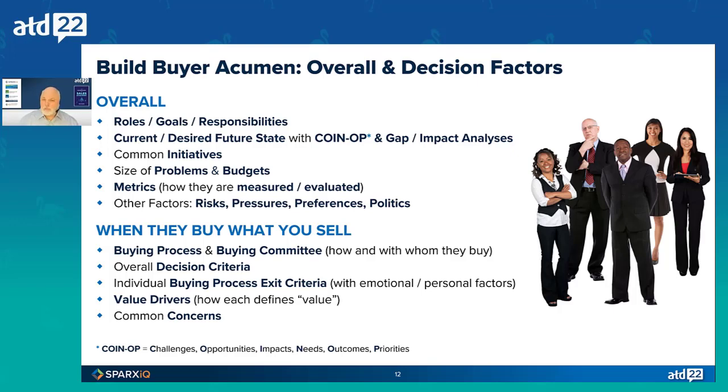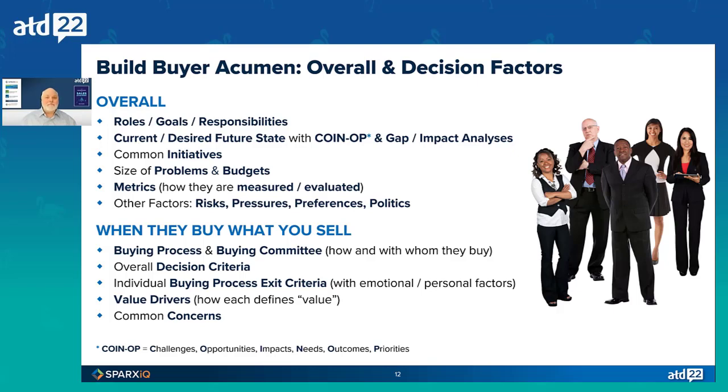And you can see on the bottom, we'll talk about this again, COIN-OP is just an acronym for challenges, opportunities, impacts, needs, outcomes, and priorities. So what are those things for the buyers that you work with in their various roles? CFO, Director of Operations, Senior Sales Manager, whatever the personas might be that you sell to. What are the common initiatives they work on? What are the size of the problems they face and the budgets that they manage? How are they measured and evaluated? What are the metrics that matter most to them? And then what other factors like risks or pressures or preferences or politics come into affecting that role?